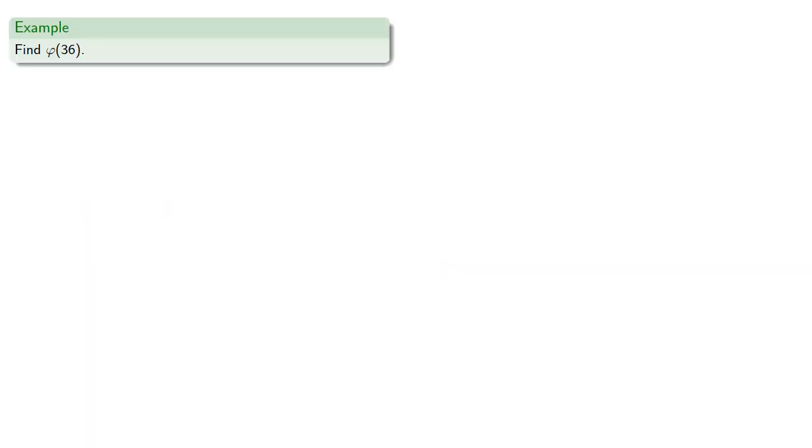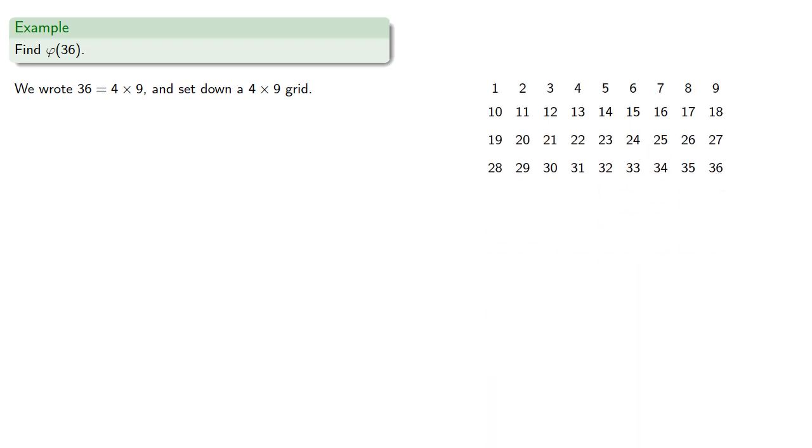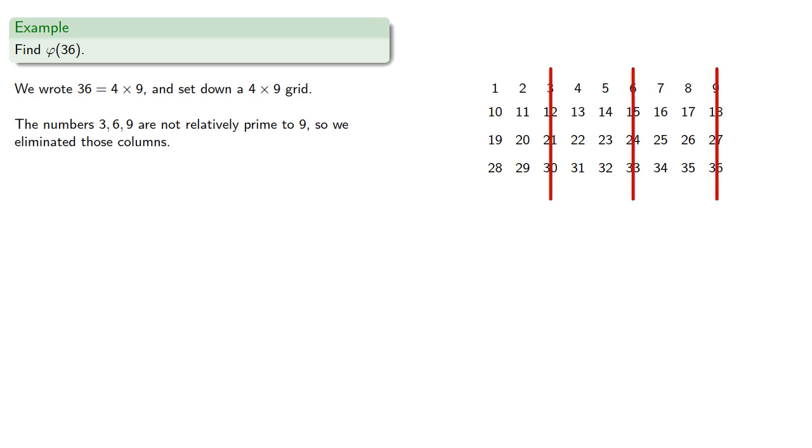For example, we can try to find phi of 36 again. So remember, we wrote 36 as a product of relatively prime numbers and set down a grid. The numbers 3, 6, and 9 are not relatively prime to 9, so we eliminated those columns. Consider any remaining column, like 5, 14, 23, 32.